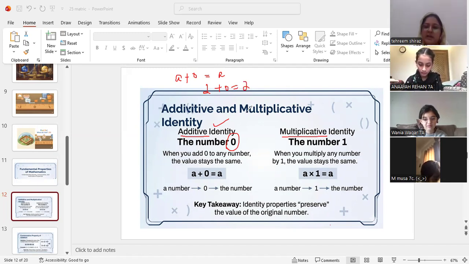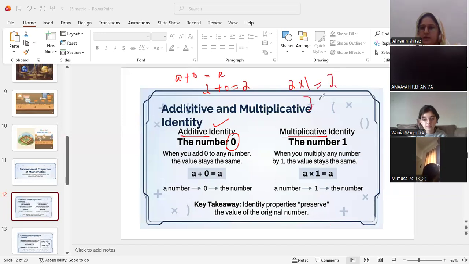What if I am saying multiplicative identity? If one is multiplying with any number, the identity remains unchanged. For example, 2 multiplied by 1, the answer is 2. 3 multiplied by 1, the answer is 3. 4 multiplied by 1, the answer is 4. I am saying again and again that if one is multiplying with anything, the answer remains the same, and if 0 is added to any number, the identity remains the same.